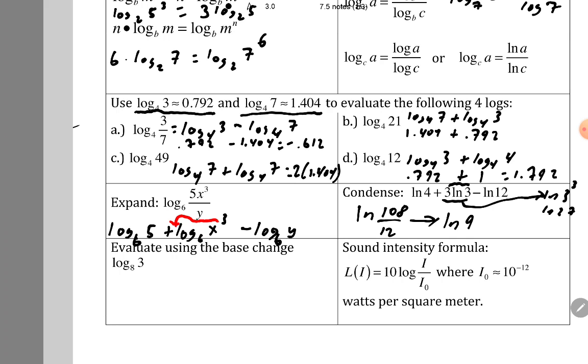Okay, evaluate using the change of base. So log base 8 of 3. So this is purely a calculator problem. So if you have a fancy calculator, you can put the base in there. A lot of your cheaper calculators, you can only use log base 10. So this is how you would do it. You would put in your calculator log of 3 over log of 8. And then you would use the calculator.